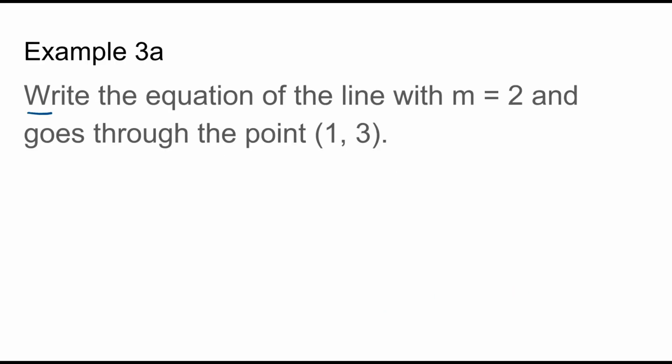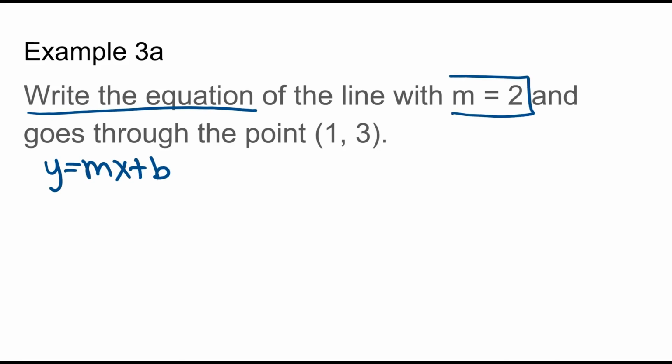So in this example, they say write an equation. Automatically, I'm thinking y equals mx plus b. They give me the slope is 2, but they don't give me b. Instead, they give me a point. Now this point can be labeled x, y. So if I take a look at y equals mx plus b, I actually have a y value, 3. I have an m, 2. And I have an x, 1. I'm just missing that b.